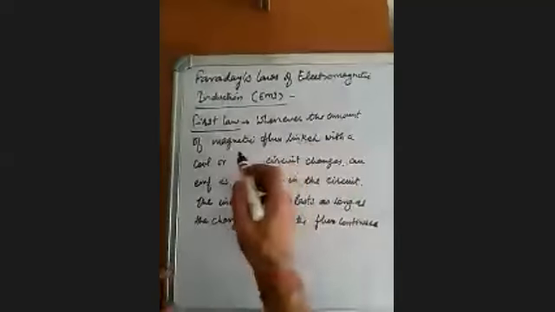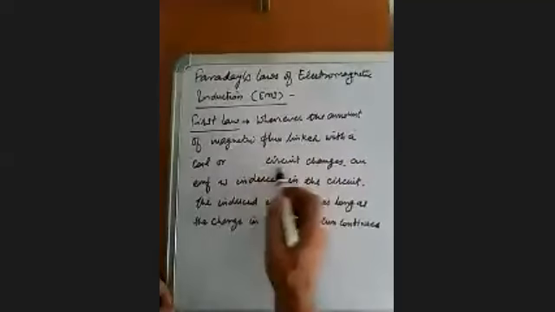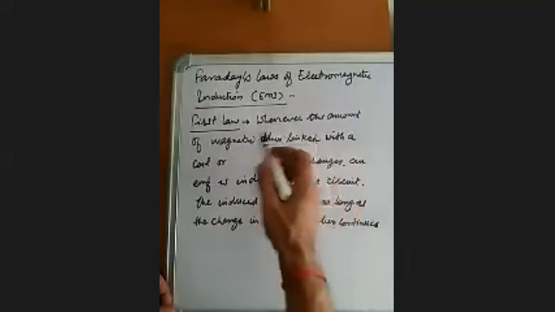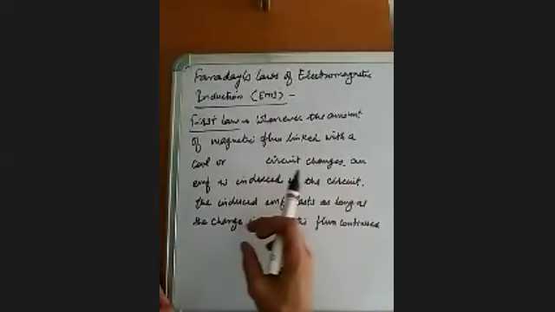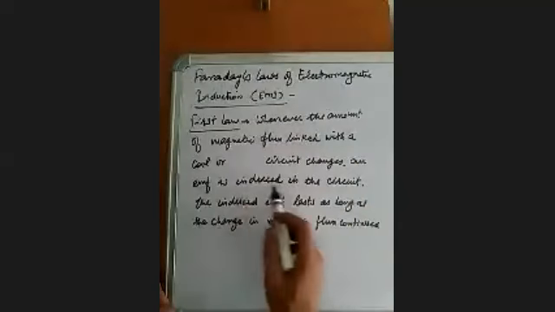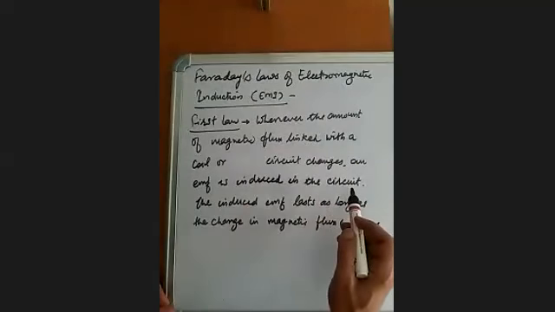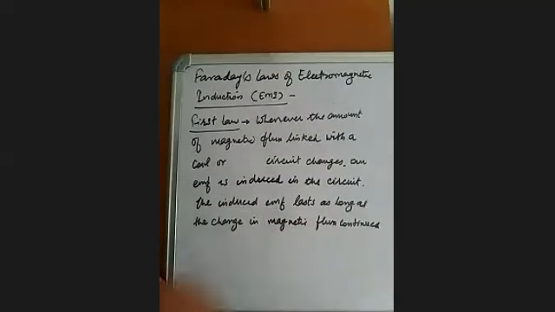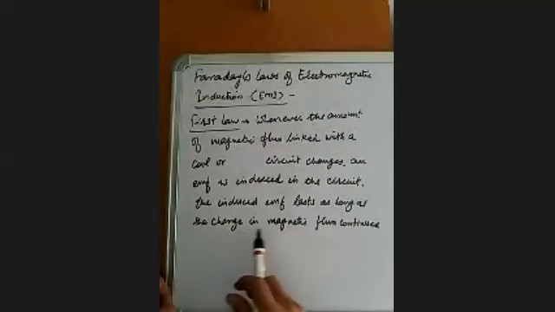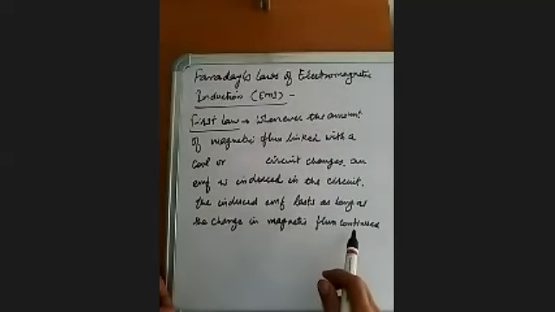So whenever the amount of magnetic flux linked with the coil or circuit changes. So when does this amount change? Whenever the magnet or the coil is in motion, an EMF is induced in the circuit. There's a potential difference induced in the circuit. EMF is the electromotive force, and this induced EMF lasts as long as the change in magnetic flux continues.